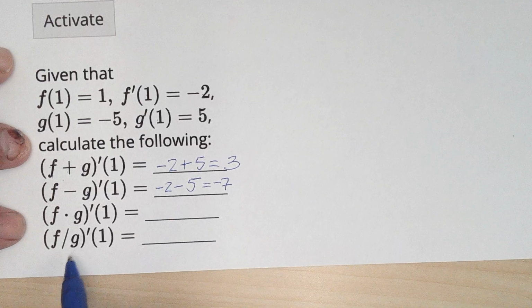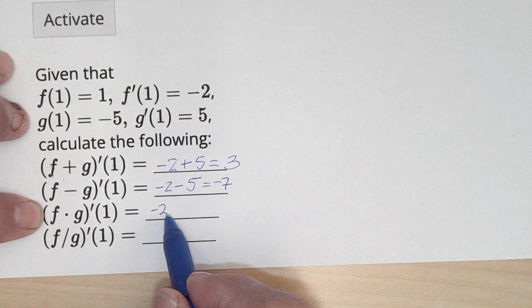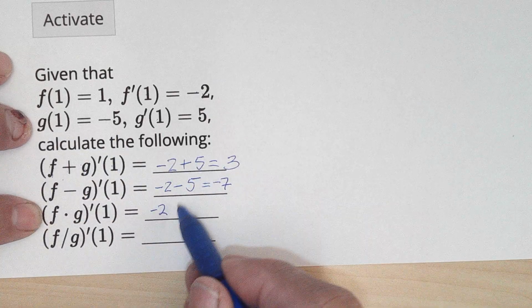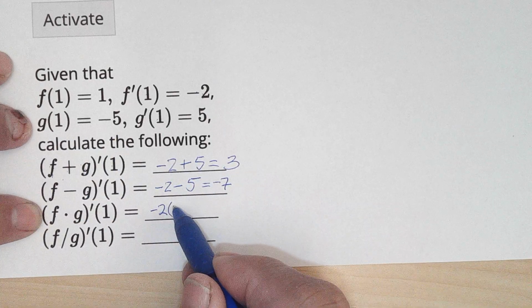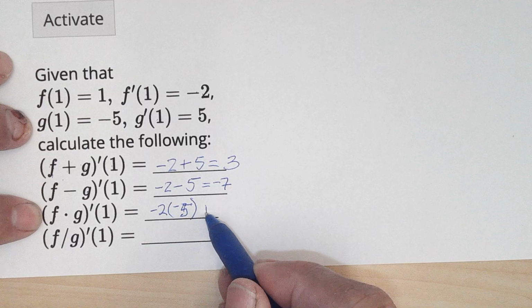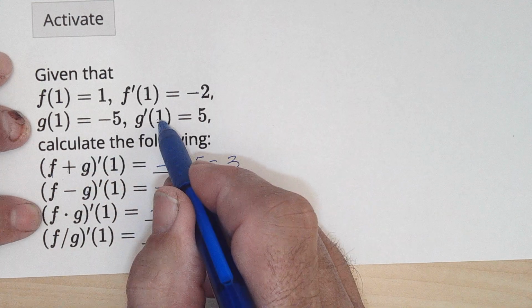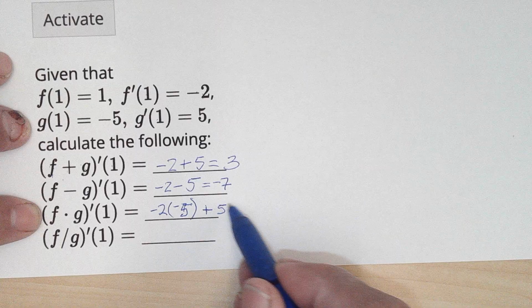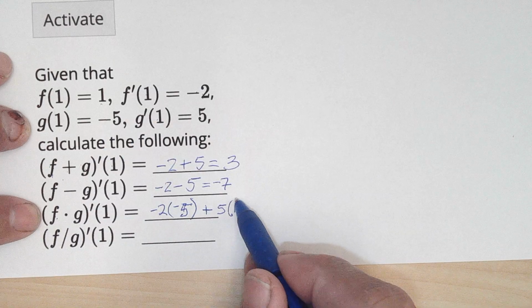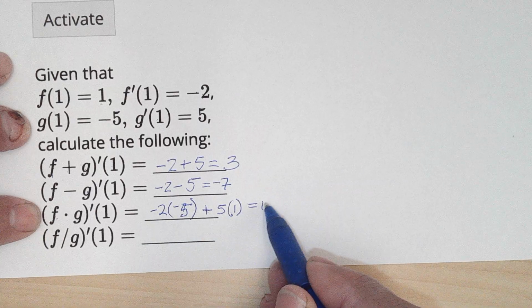Now for times, we have to do the derivative of the first, which is minus 2, times g, not the derivative, which is minus 5, times minus 5, plus the derivative of the second. So the derivative of g at 1 is 5 times the first, not its derivative. So we get 10 plus 5, 15.